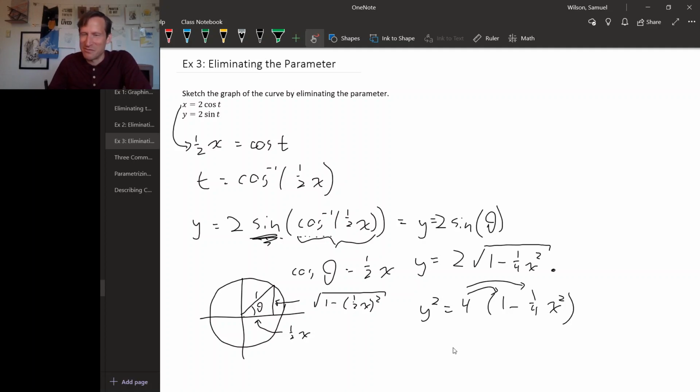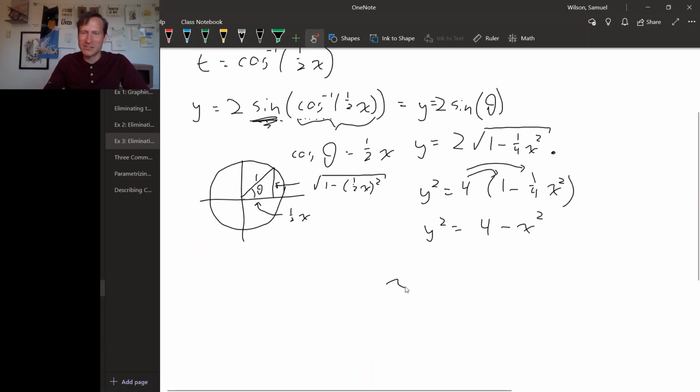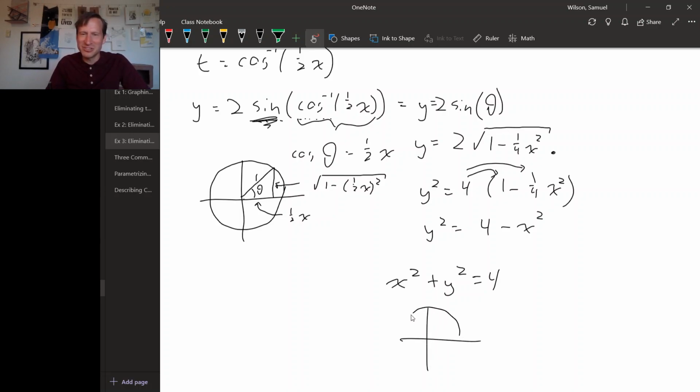Let's distribute that 4: y squared equals 4 minus x squared. And then move the x squared to the other side. You get x squared plus y squared equals 4. So this parametric curve that we started with was actually just a circle with radius 2, because 2 is the square root of 4.